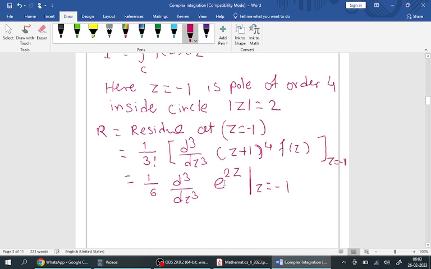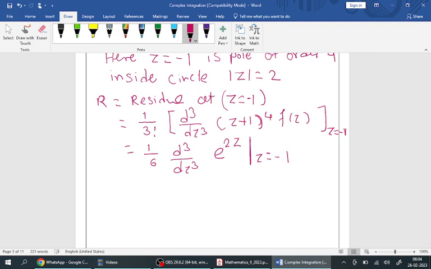So for the third derivative, first of all we have to write the third derivative of e raised to 2z. See, the first derivative of e raised to 2z is e raised to 2z into 2. So the third derivative is 8 times e raised to 2z at z equal to minus 1. And lastly, 8 by 6 is 4 by 3, and this is e raised to minus 2.